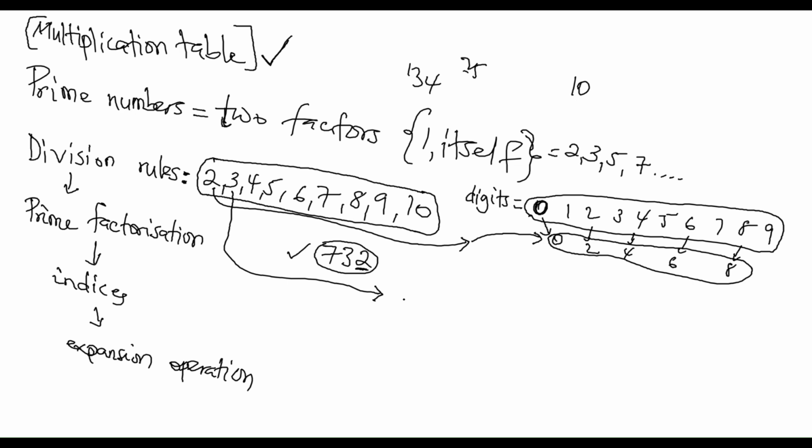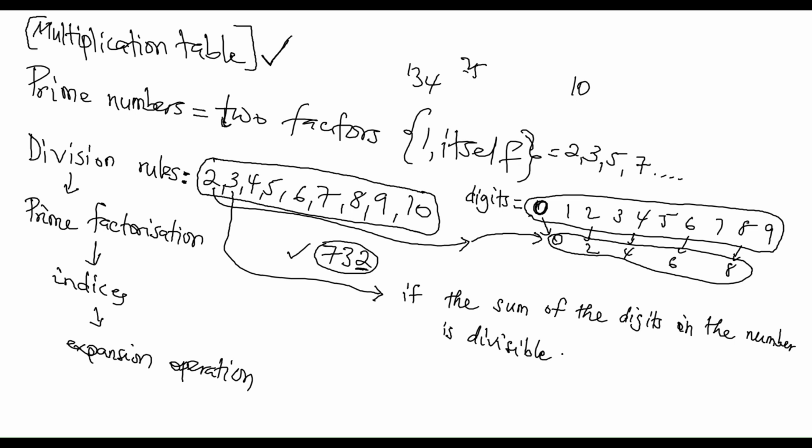A number is divisible by 3 if the sum of the digits in the number is divisible by 3, or you can say is a multiple of 3. How do you check that? Let's still take the 732.